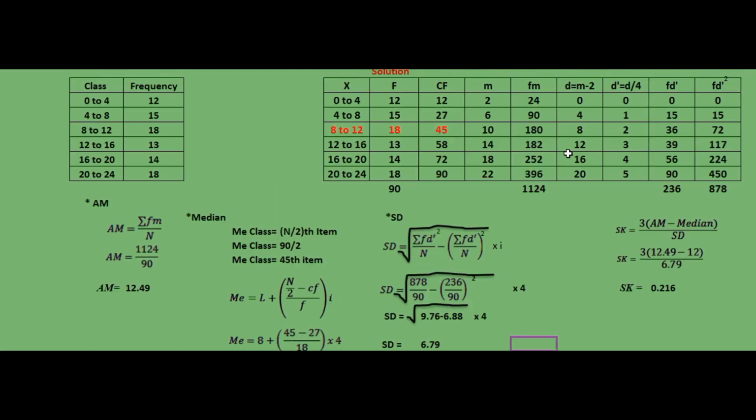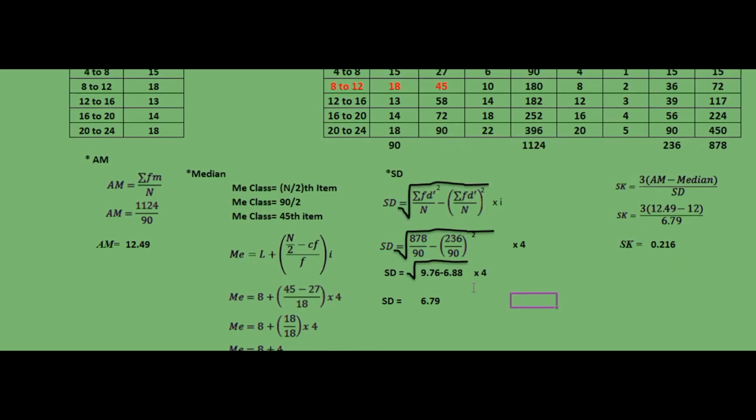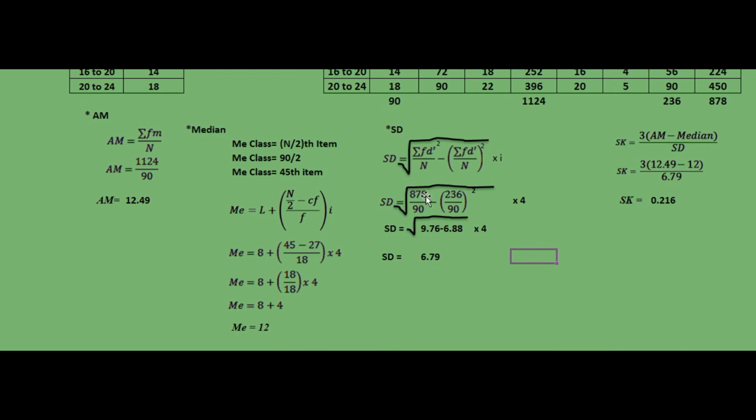Summation of ft dash square is how much here? So 878 divided by n, which is 90. Then summation of ft dash is 236, divided by n, which is 90. Its whole square is there. Now what you need to do? 878 divided by 90, then 236 divided by 90, press the equal button, then you press the square button and you will get the square directly. This 6.88 is the square of 236 divided by 90.